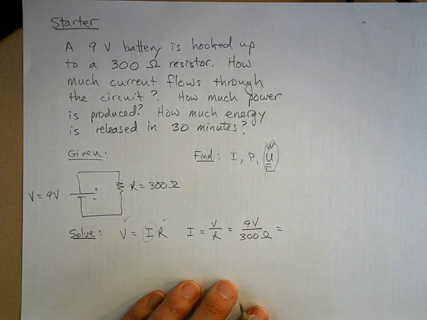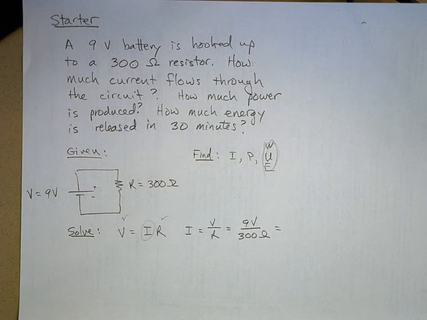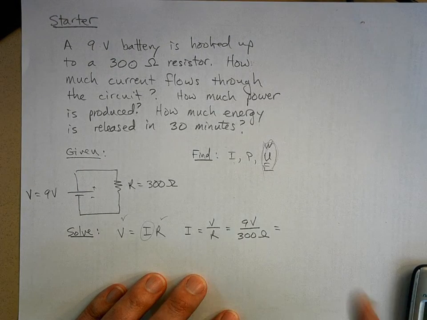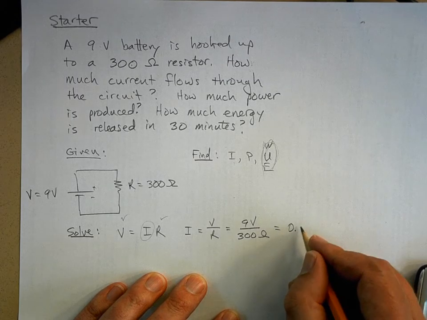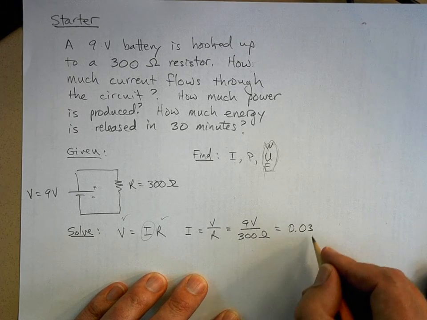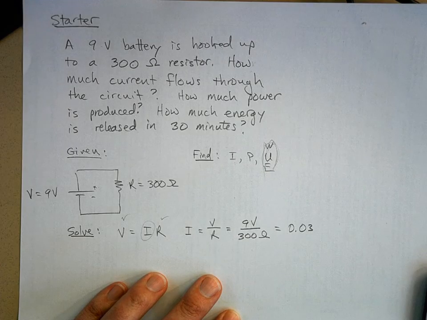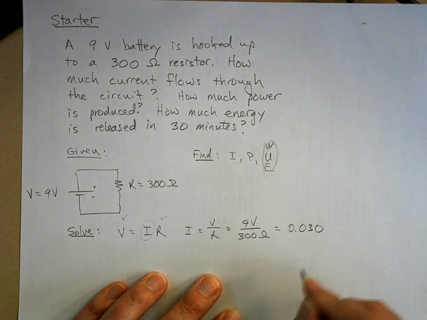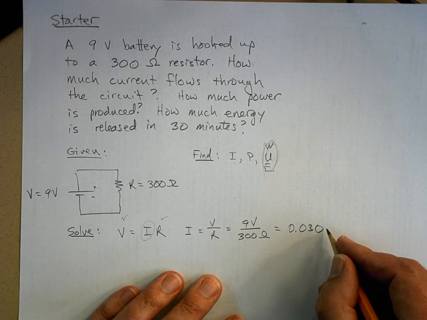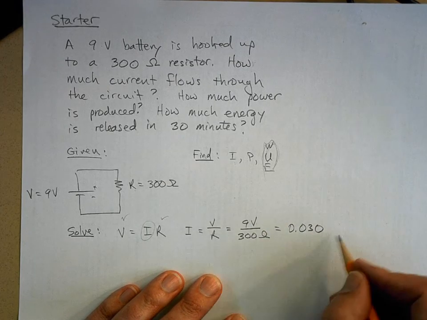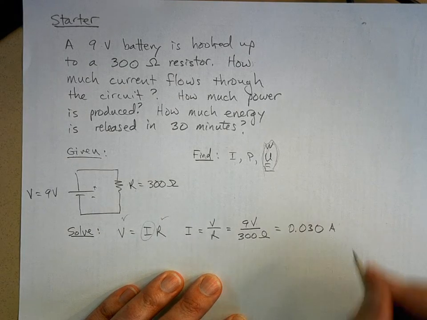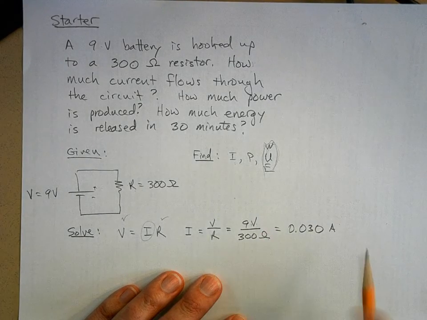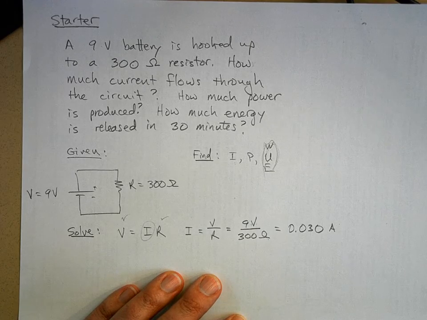Anybody get that? 0.03? And is it exactly that, or is there more? Okay. And so now, what units should be on the end here? Amps. Now, how does a volt per ohm give you an amp? I'm going to expect you to know this.